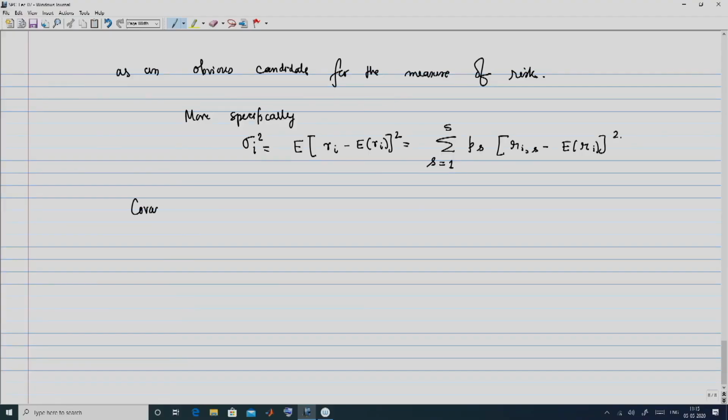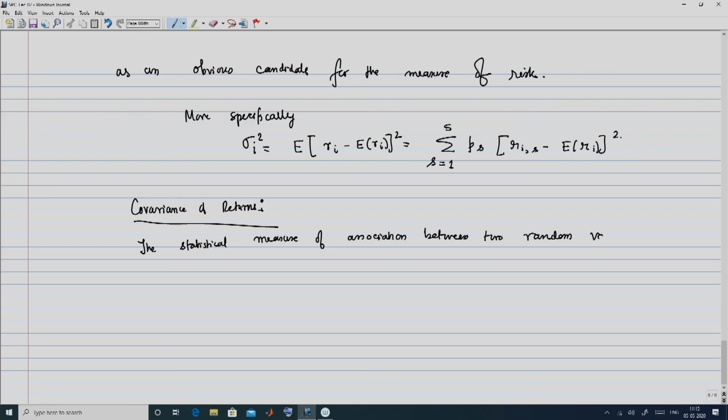So, accordingly we are now in a position to start talking about the covariance of the returns of assets. We start off with this definition of covariance of returns, and I will briefly note down the motivation that I have discussed just now. The statistical measure of association between two random variables is the covariance.